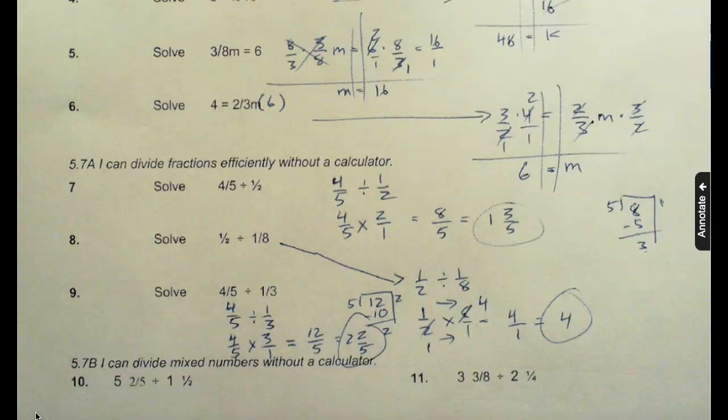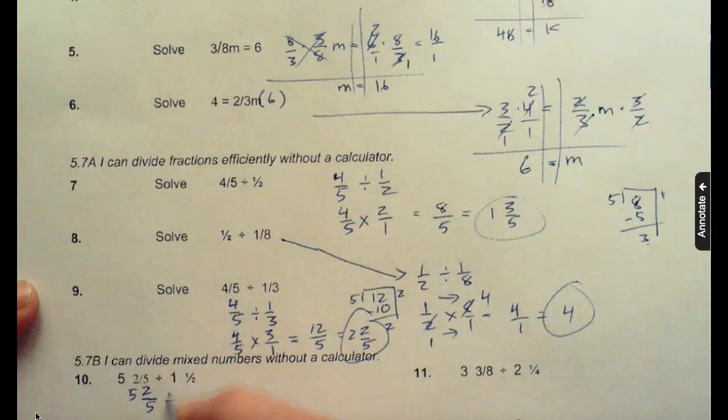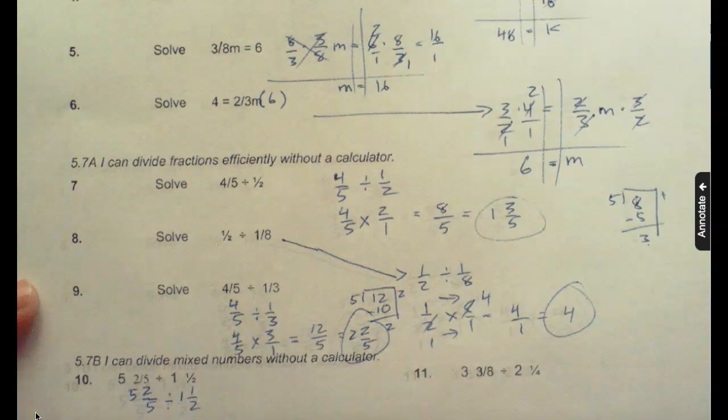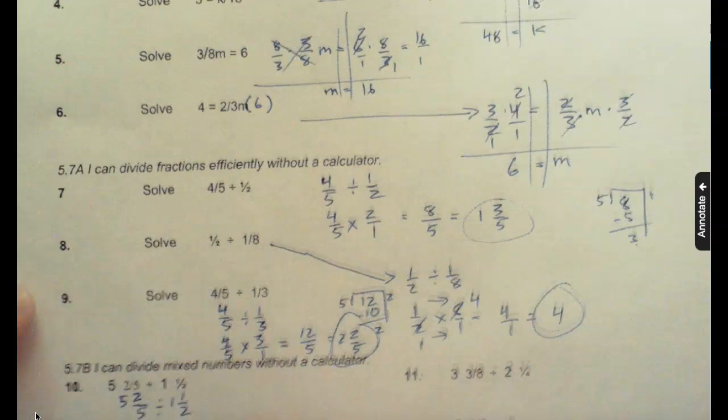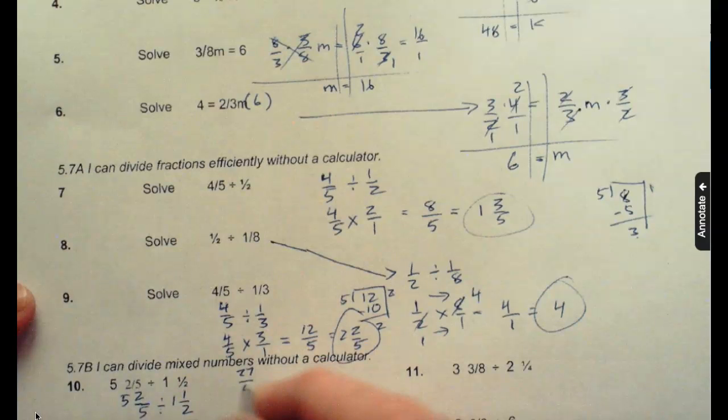All right. I can divide mixed numbers. Well, these here, right here, 5 and 2/5, and we're dividing that by 1 and 1/2. The first thing we need to do is make them into improper fractions. So 5 times 5 is 25 plus 2. This is 27/5. And 1 times 2 is 2 plus that one is 3/2.